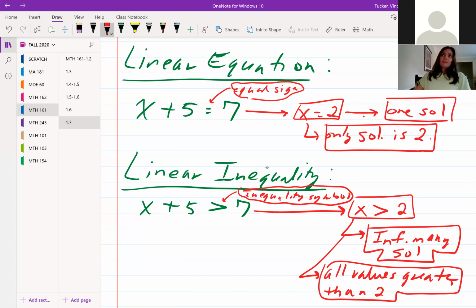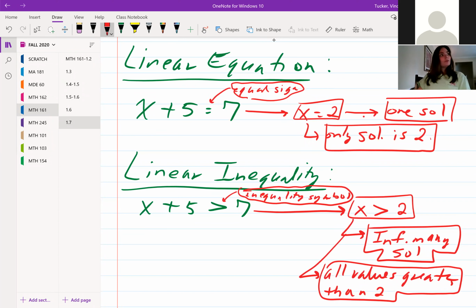So when you solve this equation, you have x is equal to 2. When you solve the inequality, it was solved out to give you x is greater than 2. All right. So x equal to 2 is one solution. So your only solution is 2 for the equation. But when you solve a linear inequality or any inequality, that's infinitely many solutions.